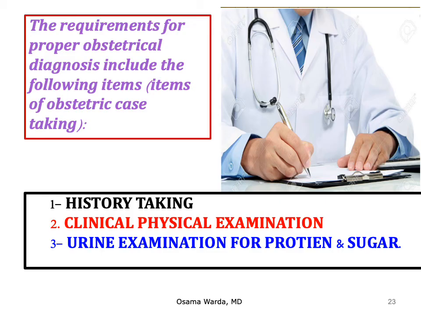We shift to the requirements to obtain this obstetric diagnosis. The requirements or procedures are history taking, clinical physical examination, and lastly, urine examination for protein and sugar. We start with the history taking.